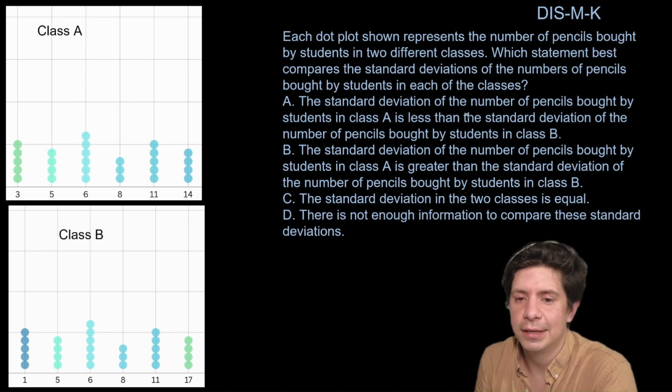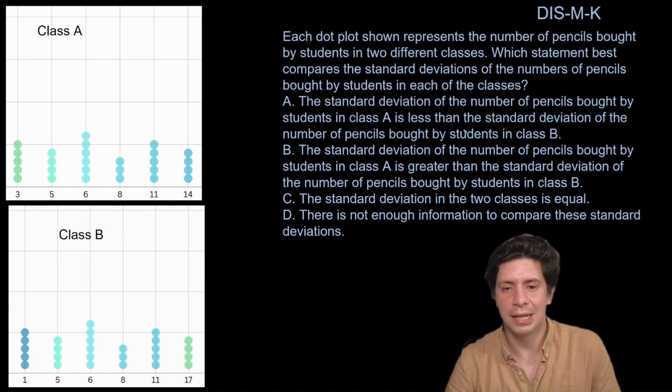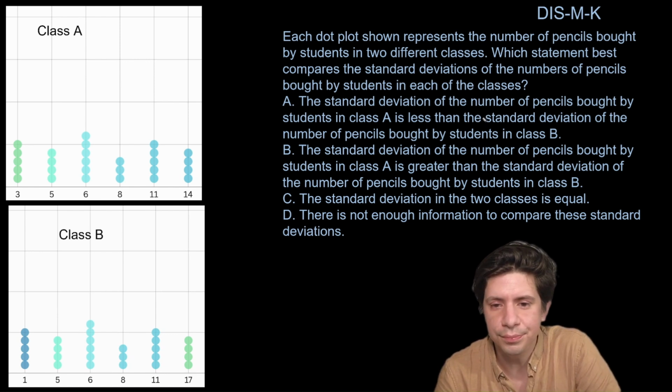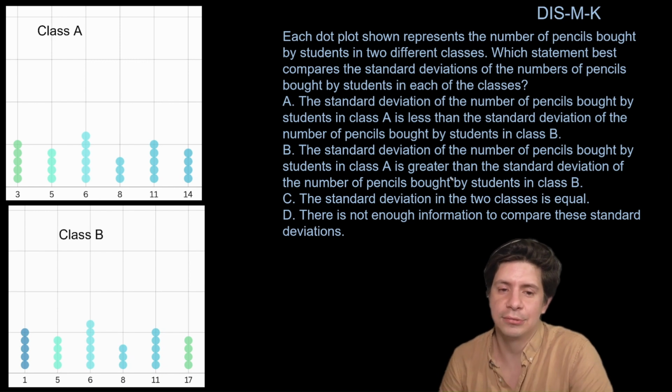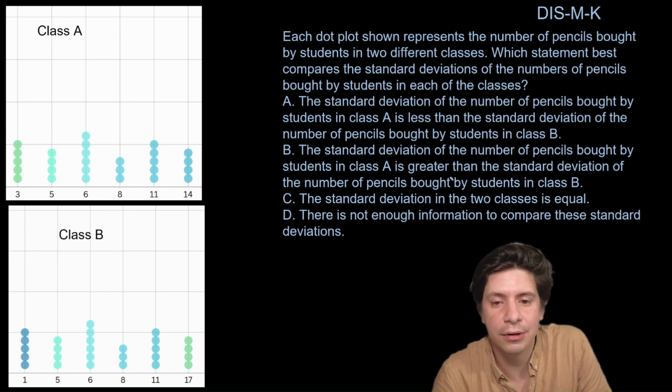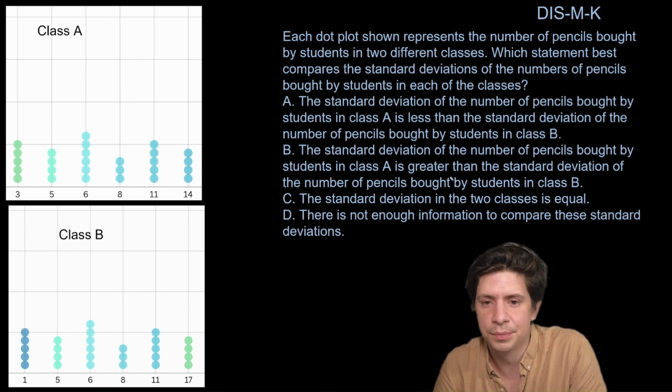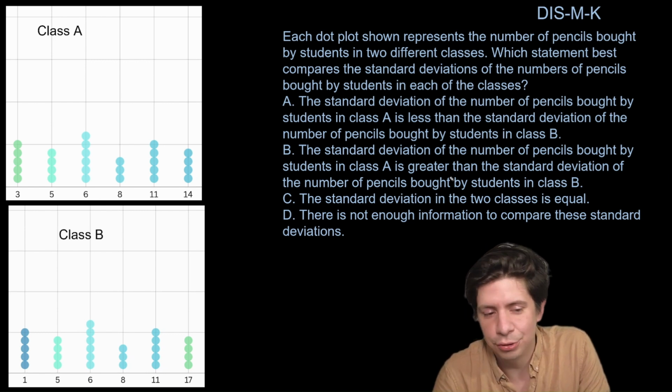A, the standard deviation of the number of pencils bought by students in class A is less than the standard deviation of the number of pencils bought by students in class B. B, the standard deviation of the number of pencils bought by students in class A is greater than the standard deviation of the number of pencils bought by students in class B. Or C, the standard deviation of the two classes is equal. Or D, there's not enough information.